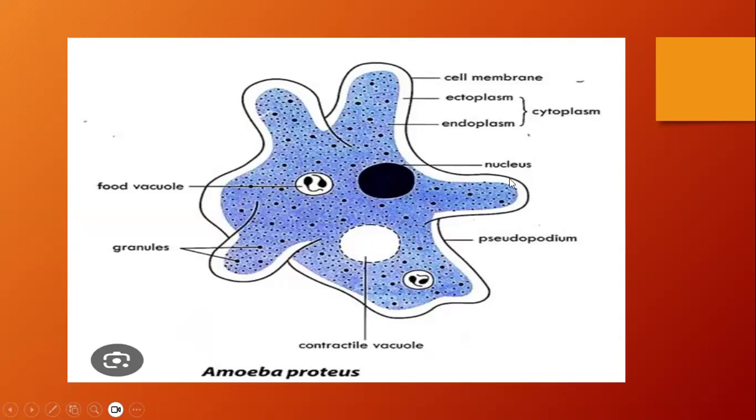Then definitely it must possess a nucleus. Then it possesses a unique structure called a pseudopodium. A pseudopodium is what helps it to move from one place to another. It's like its leg. Then it possesses the contractile vacuole, which is used for its excretion process. It has granules, and it has a food vacuole, which is like its mouth. That's what helps it to feed. So these are organisms that exist as free living organisms in the cellular stage.